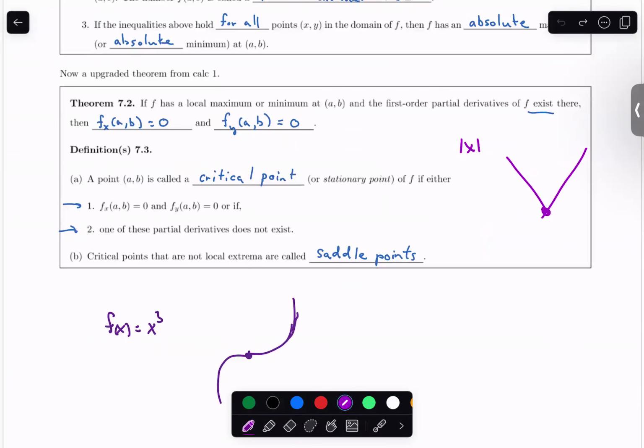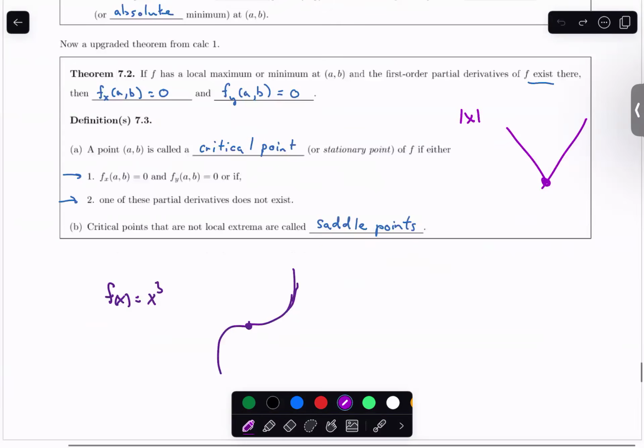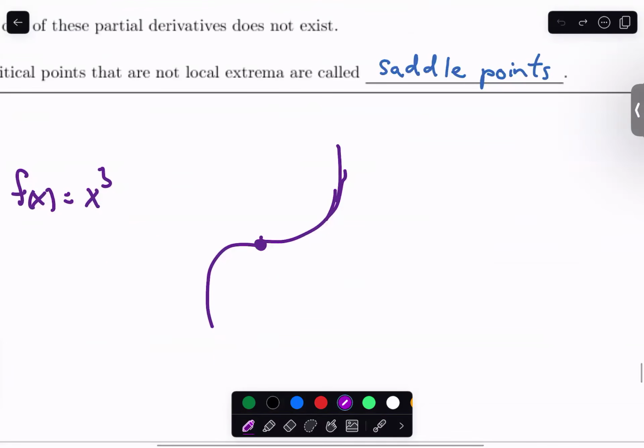All right, and then finally, critical points that are not local extrema are called saddle points. So we now have a name for these things. In Calculus 1, this would be like x cubed. You could find that at 0 we do have a critical point, and yet it's not a min or a max. Around it, you can still get bigger values and smaller values. And so that's going to be called a saddle point.